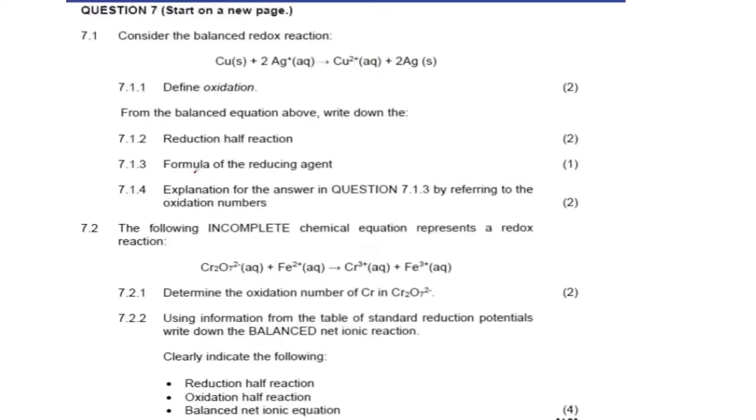Okay, then 7.1.3 says indicate the formula of the reducing agent. So once again, you remember that we said these ones here are undergoing reduction, and these ones here are undergoing oxidation. But then let's understand, what is a reducing agent? A reducing agent, by definition, we say this is a substance that undergoes oxidation, or a substance that is being oxidized. So looking at these two substances here, remember, an agent will always be on the reactant side. So it's between the copper and the Ag+ ion.